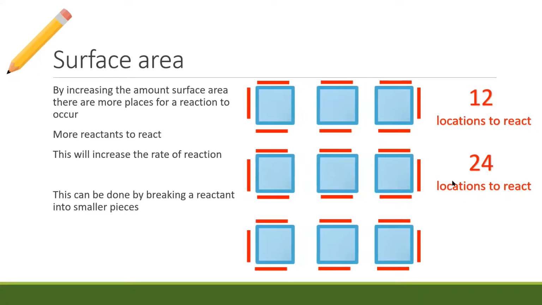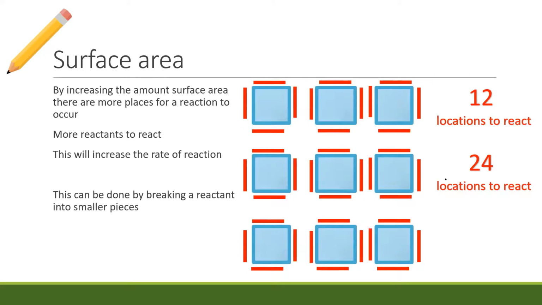We break it up, and then we've got all of those. So now we've got 36 locations to react. And now this middle copper sulfate atom or molecule, whatever it is, is a lot happier because now it has 4 places that it can react. And therefore, because there's 4 places, it's more likely to react.